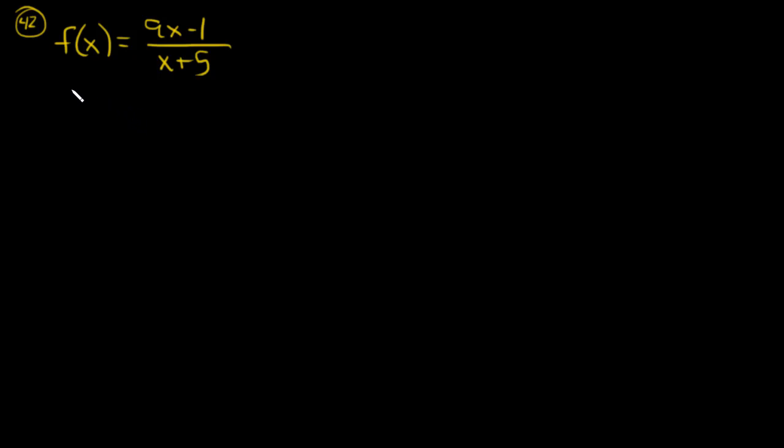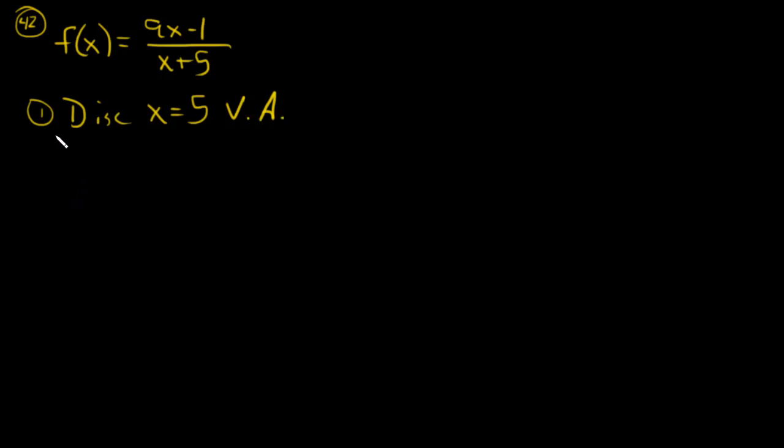Okay. First off, step 1, discontinuities. Well, absolutely. When x is negative 5, the bottom goes to 0. Is that a hole or a vertical asymptote? Well, that's not a hole, because if I plug negative 5 up here, I do not get 0 for the top. So it's a vertical asymptote, which is good.